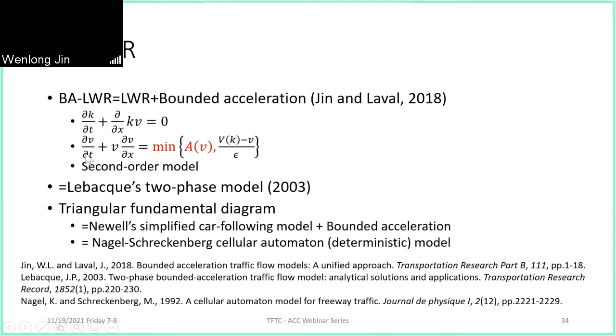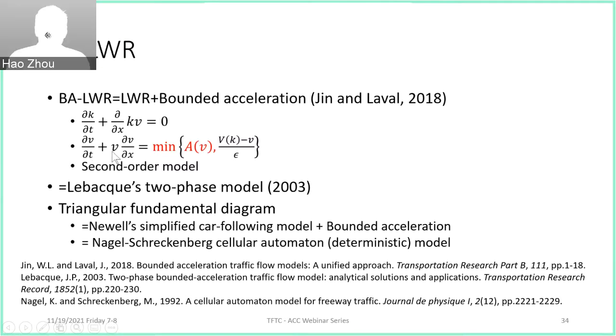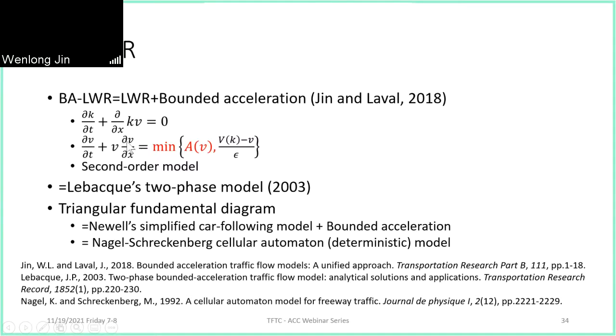can you guys see my cursor here? Yes, we can. Okay, that's nice. Yeah, thank you for the confirmation. So basically, this is acceleration.